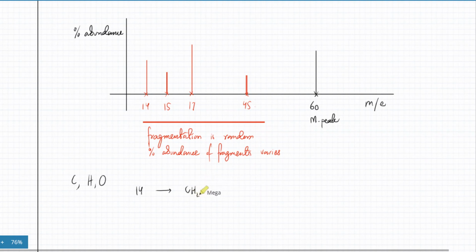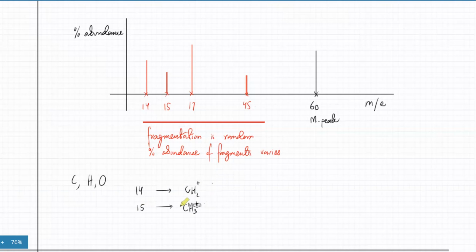Because there's no other combination that would work. So that means the molecule has a CH2 fragment. What about 15? What could be 15? It could be, I mean, that's the only possibility. It has to be CH3, plus 1, that only has a mass of 15.